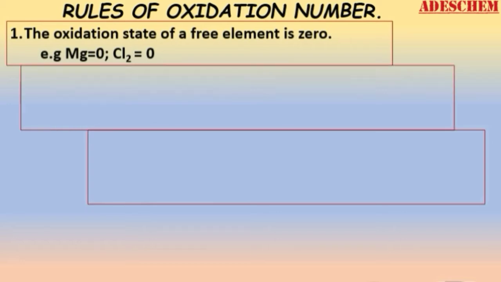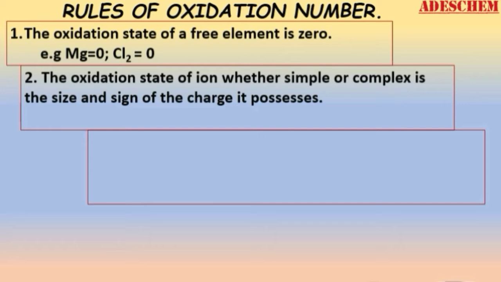Rule number 2 is this: the oxidation number of an ion, whether it's a simple ion or a complex ion, is always equal to the sign and the size of the charge the ion possesses. For instance, this is the sodium ion. It has a charge of +1. Therefore, the oxidation number of the sodium ion is going to be +1. This is called the sulfide ion, both of them being simple ions. It has an oxidation number of -2.